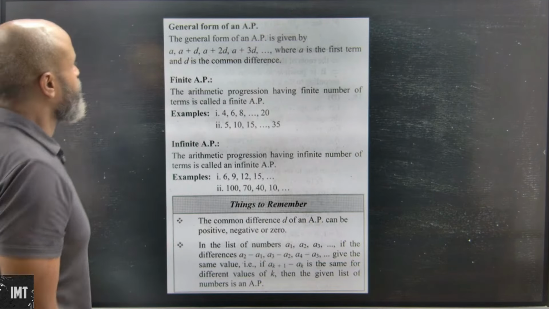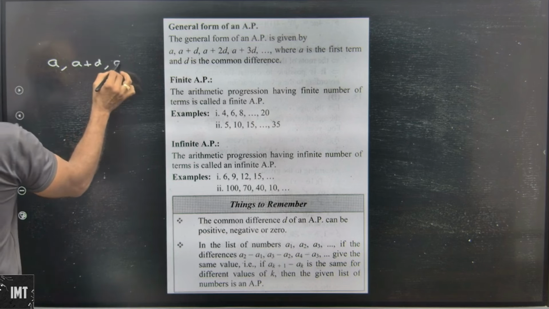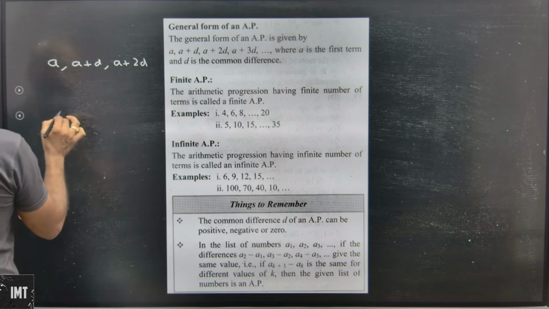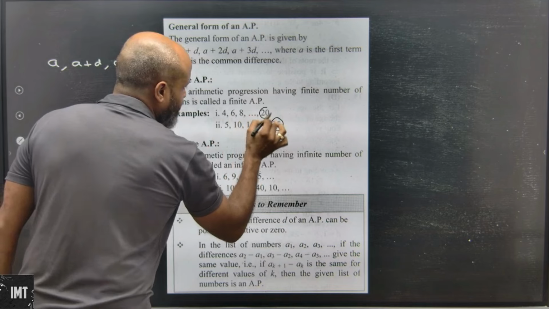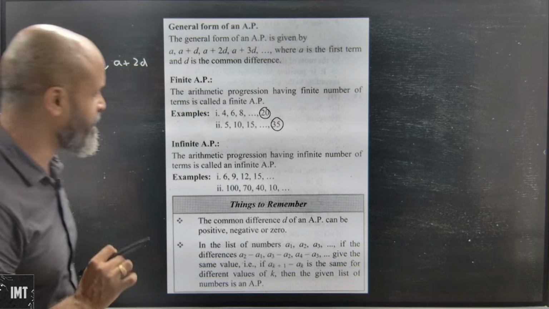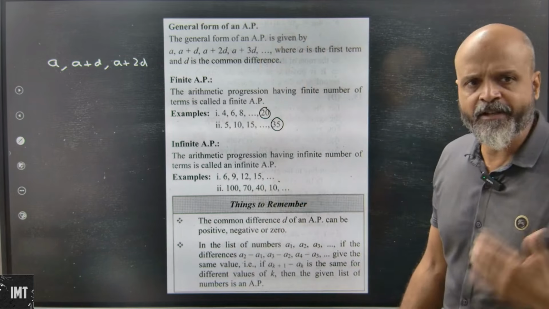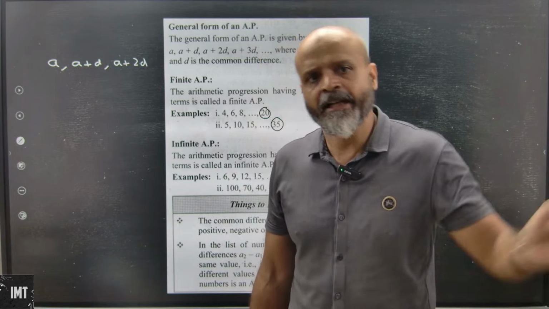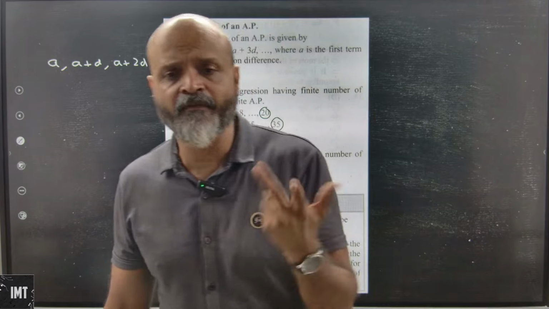Okay, so the general form of an AP, we generally see that it is A, or A plus D, or A plus 2D, and so on and so forth. A finite AP is one in which there is an end. There is a last term which can be determined. An infinite AP is the one in which the last term cannot be determined. For example, multiples of 2, the last term is indeterminable. Okay, it will go on and on. Set of whole numbers, set of natural numbers, set of integers.